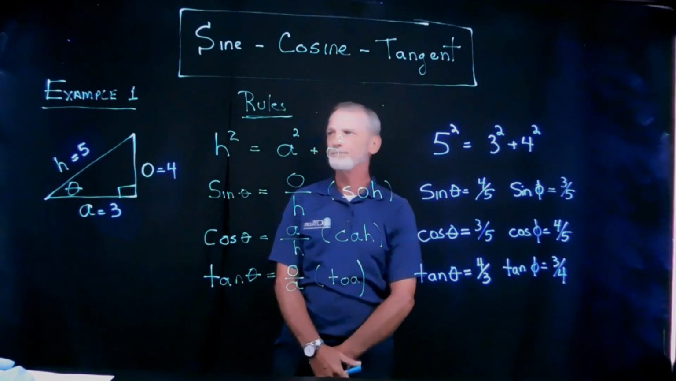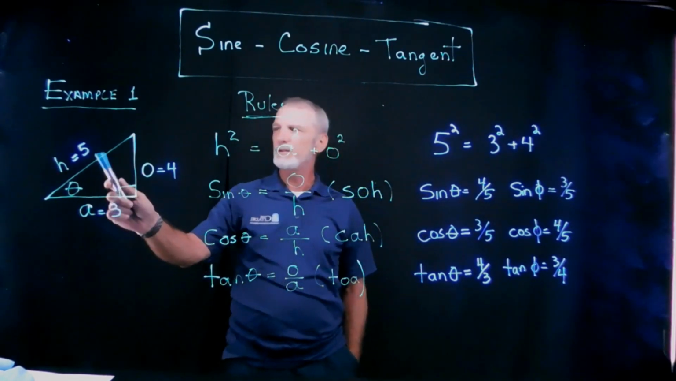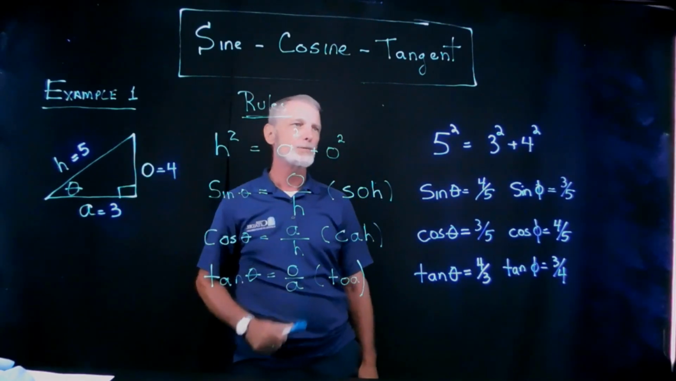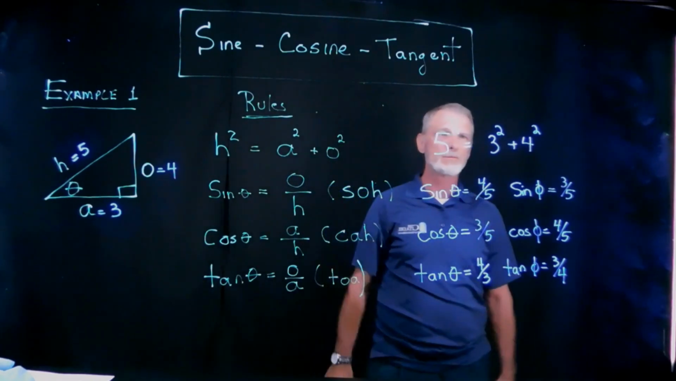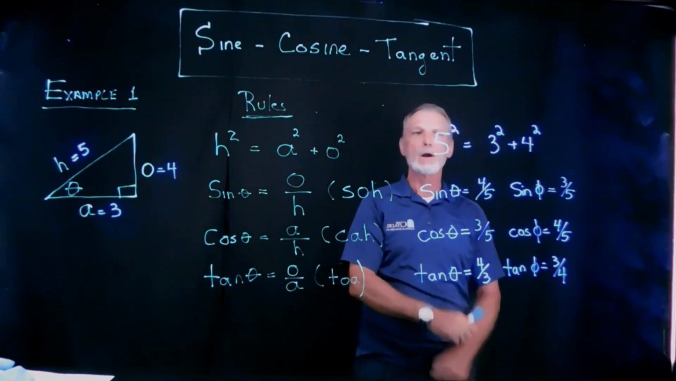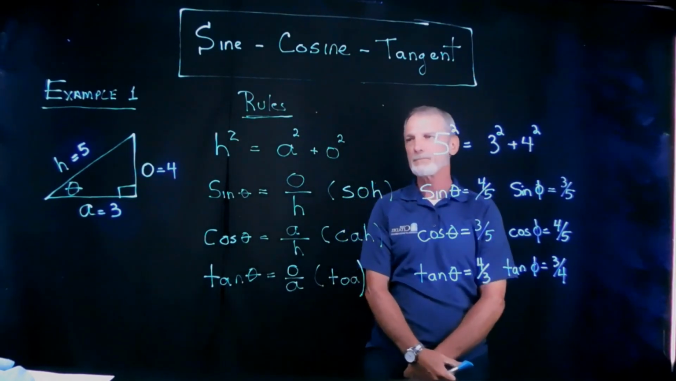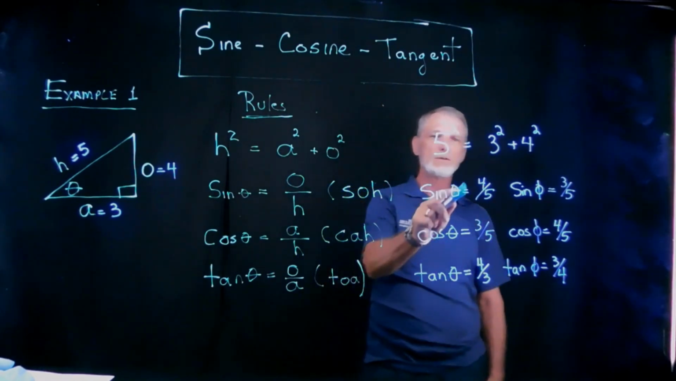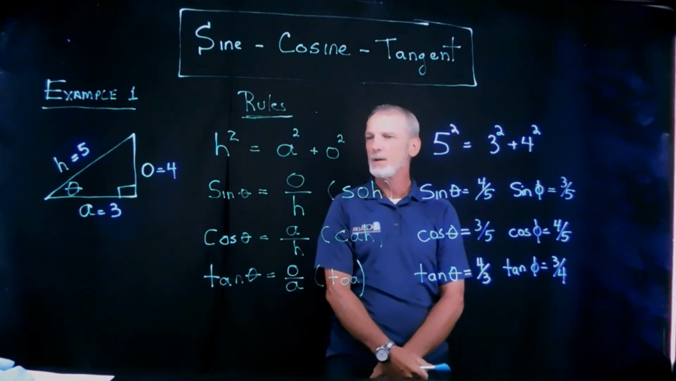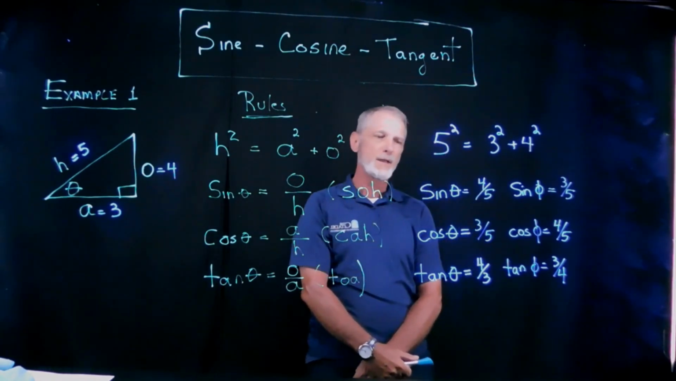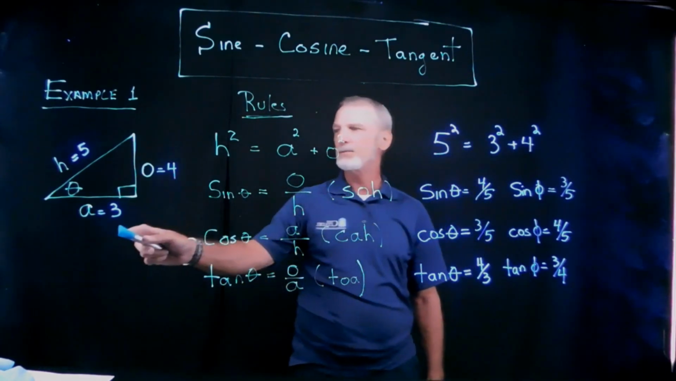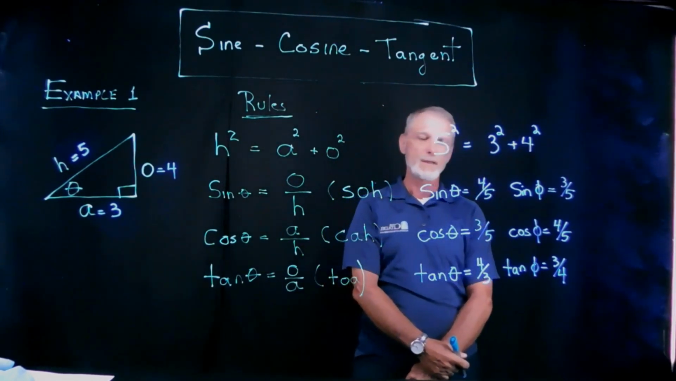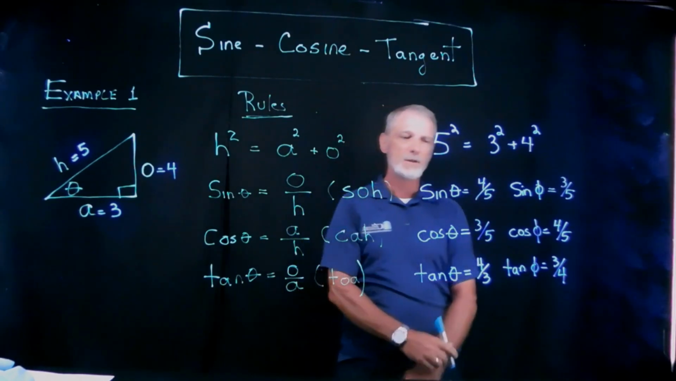So let's do an example. So over here, we set the hypotenuse equal to 5, and the adjacent side equal to 3, and the opposite side equal to 4. And so, using Pythagoras's theorem, it's easy to see that 5 squared is equal to 3 squared plus 4 squared. The sine of theta can be found as the opposite over hypotenuse, and so it's equal to 4 divided by 5.